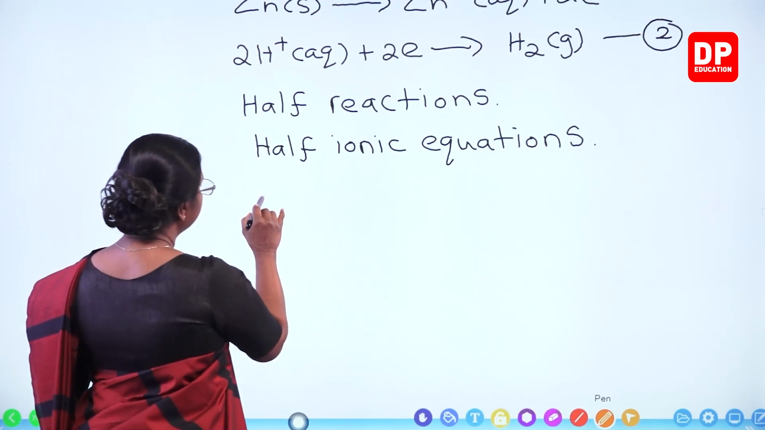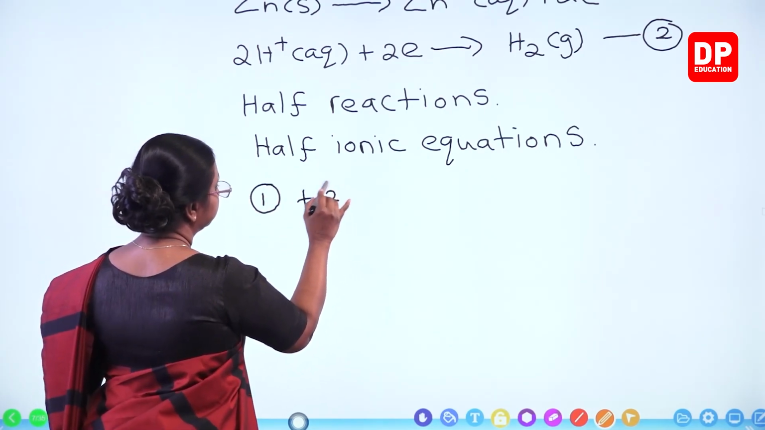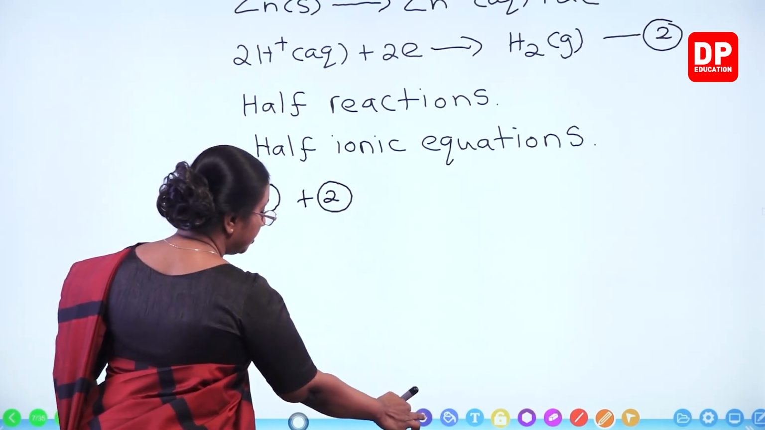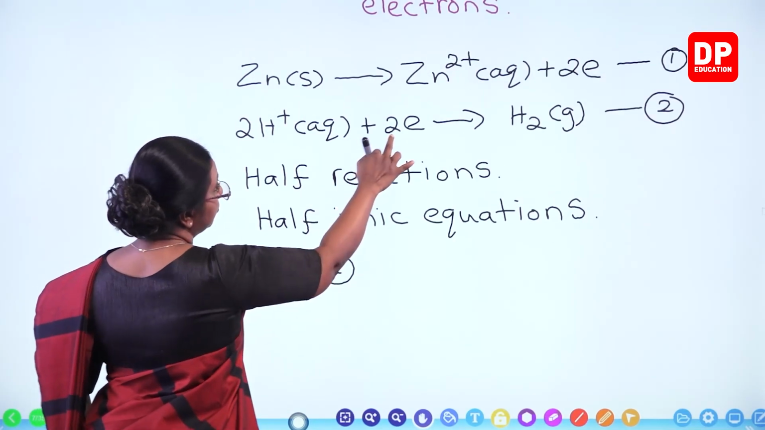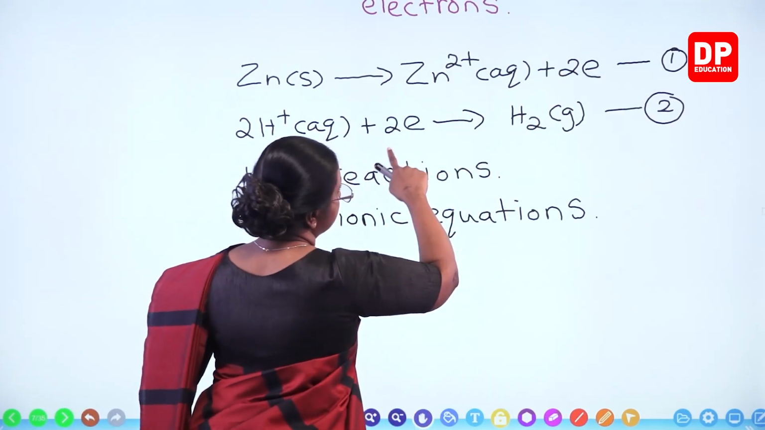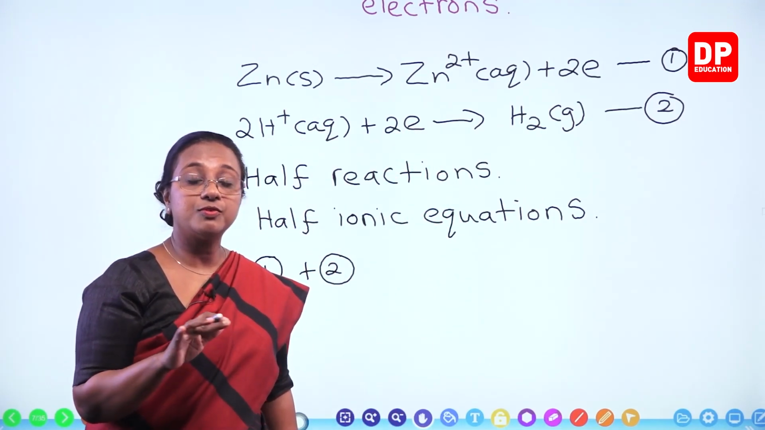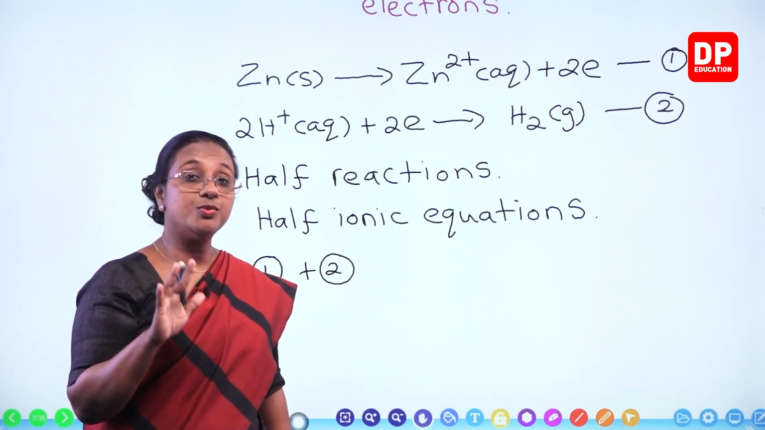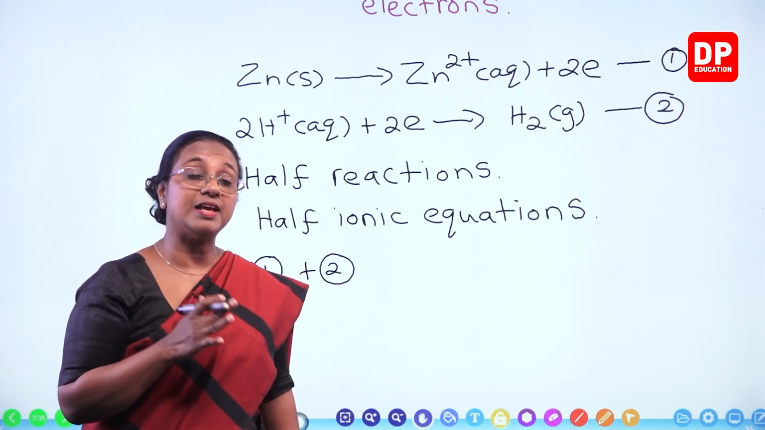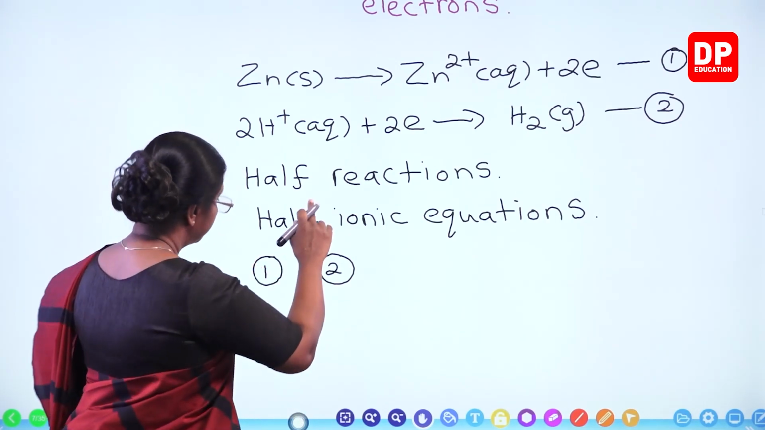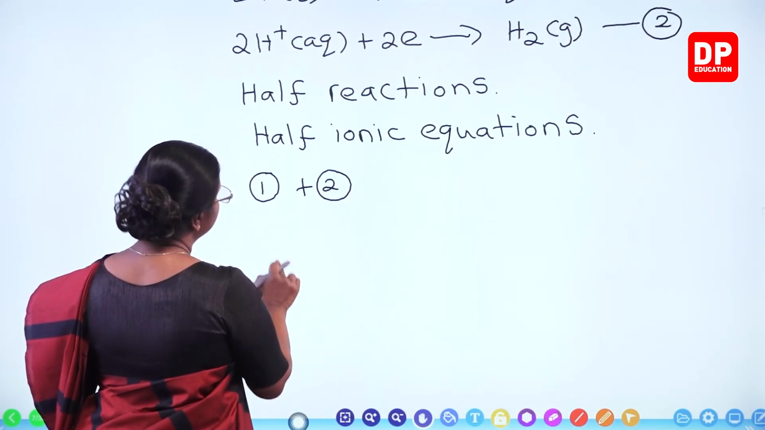If you add 1 and 2, when you add, you always have to look at the number of electrons. Here 2 electrons, here 2 electrons. Then of course no problem. Otherwise you have to make sure that the number of electrons are equal. So here you can directly add them together.